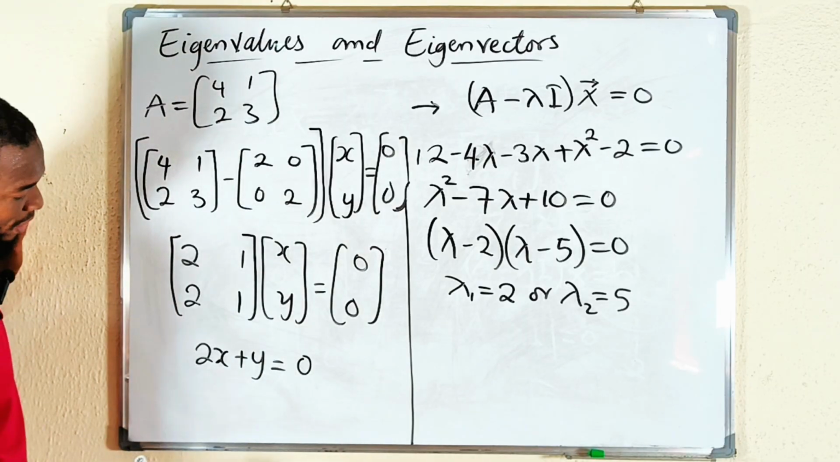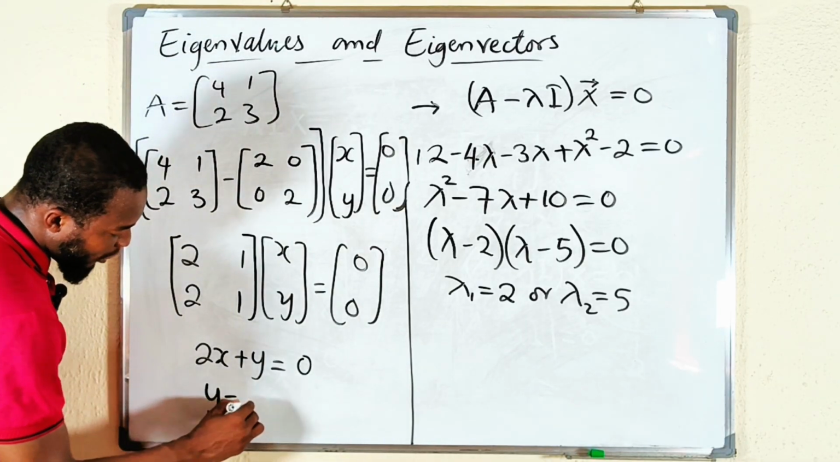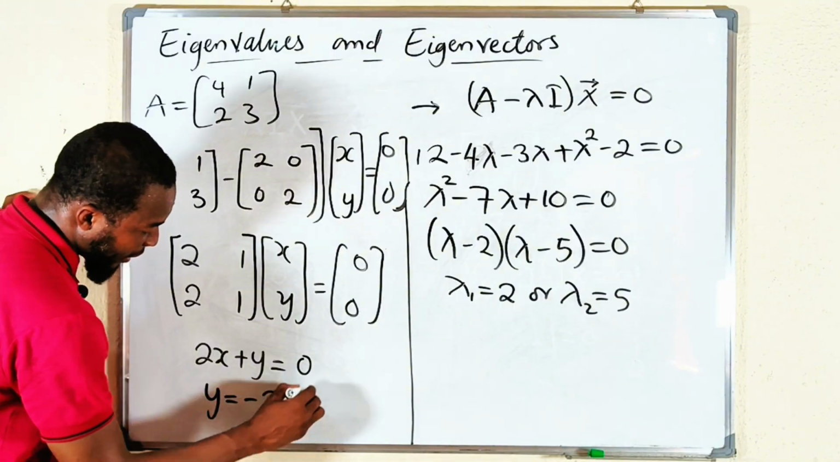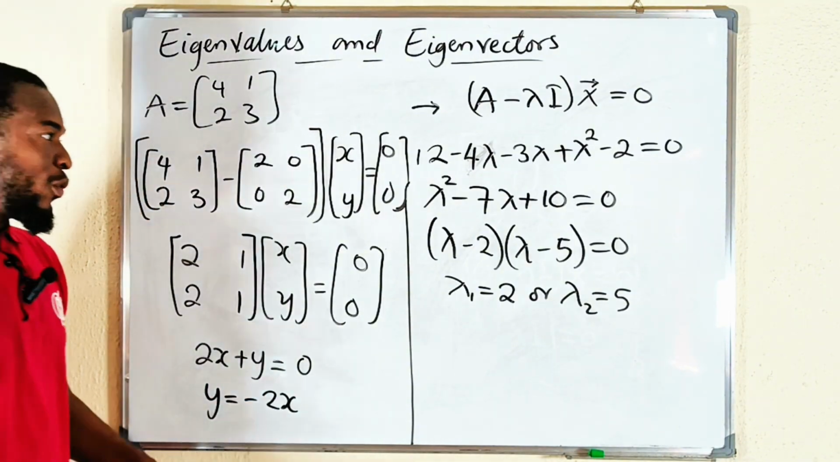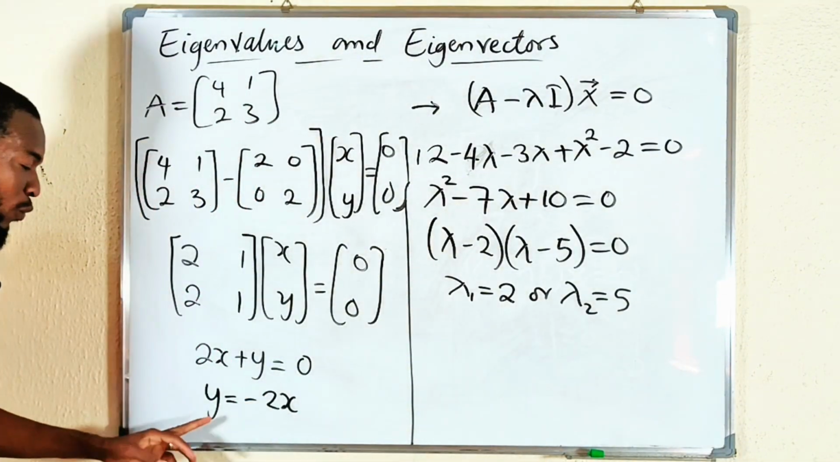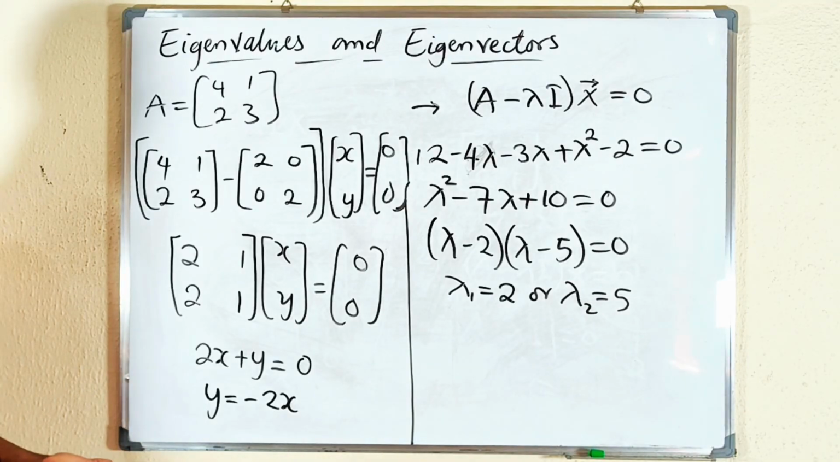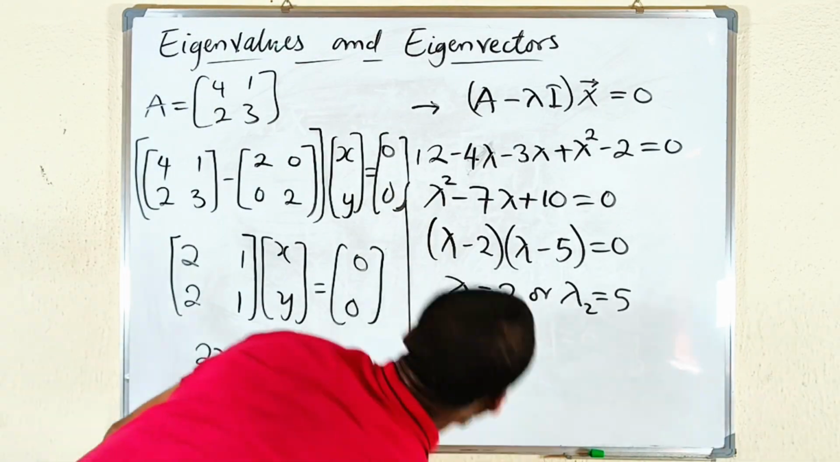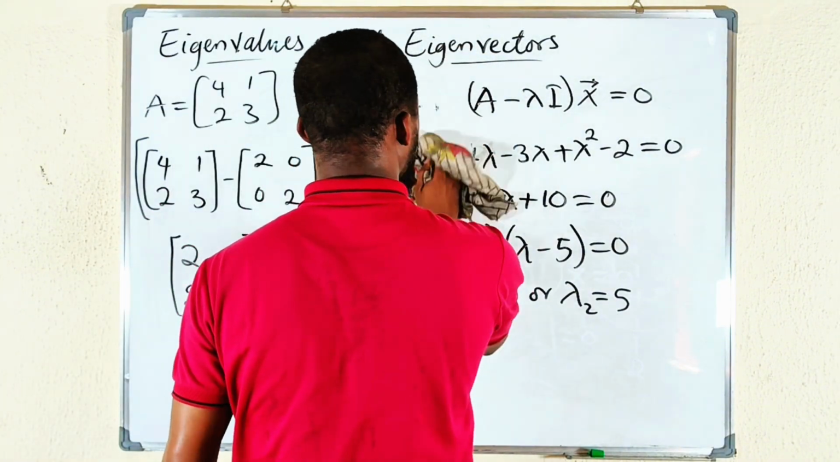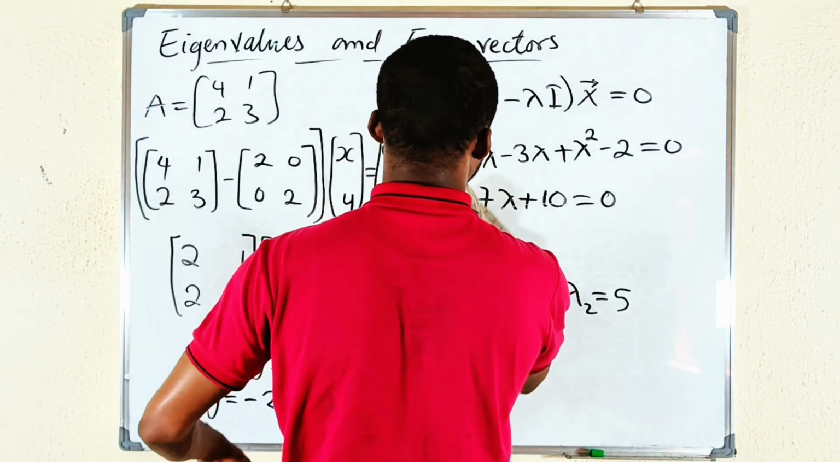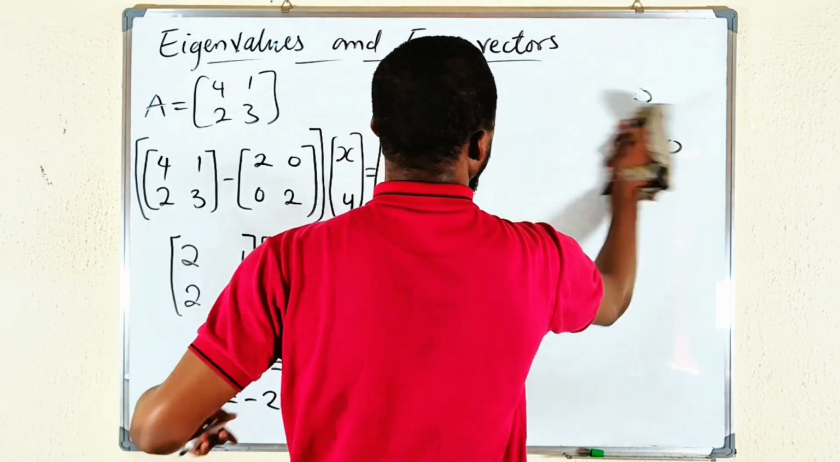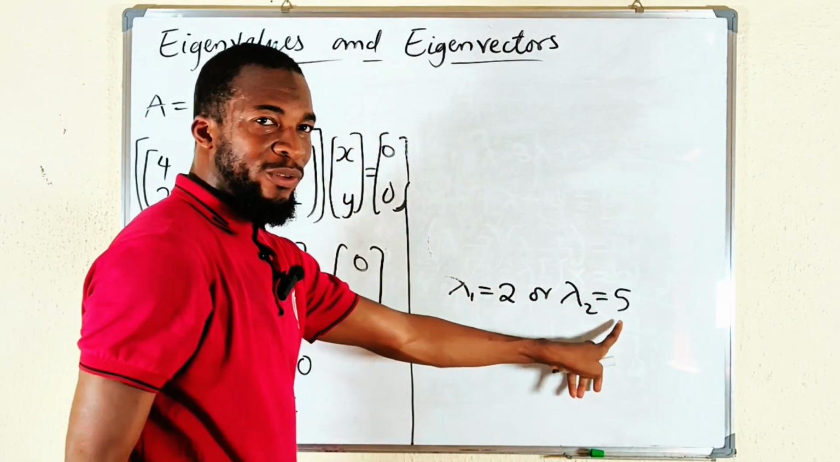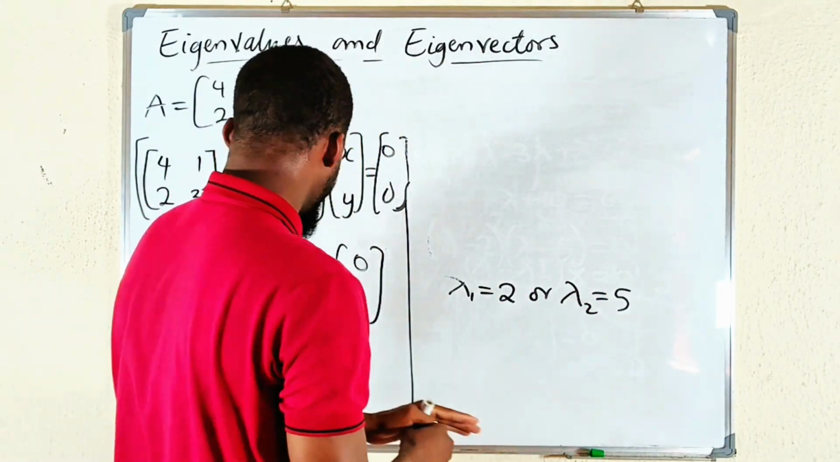What should we do here? I can say that y is equal to negative 2x. So from here, you let y be any constant. I like to use 1. Where should I continue? Let me take down this one. I think I will allow you to find the other eigenvector using 5.